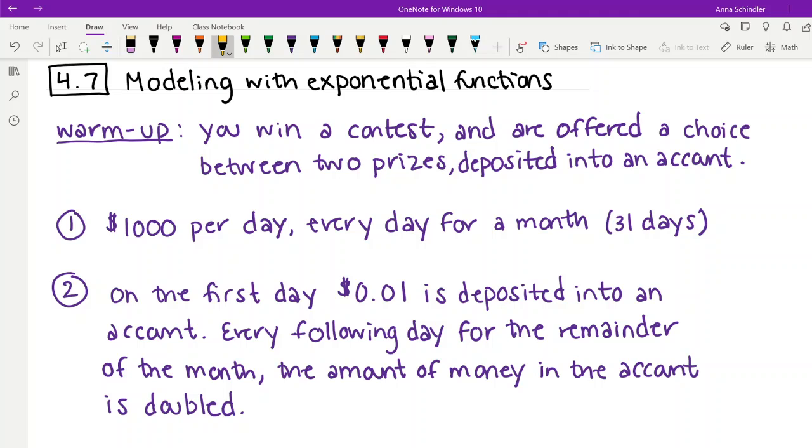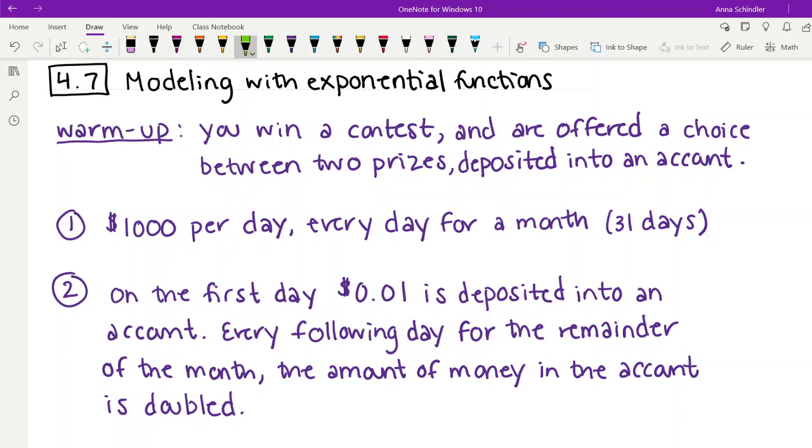So my question for you is, which of these sounds like the better prize? If you want, you can go and do some math and crunch some numbers and try to figure out what would be better. We will actually do that together in a moment. But what I would actually prefer you to do is just intuitively make a guess. Which one of these sounds like the better choice?